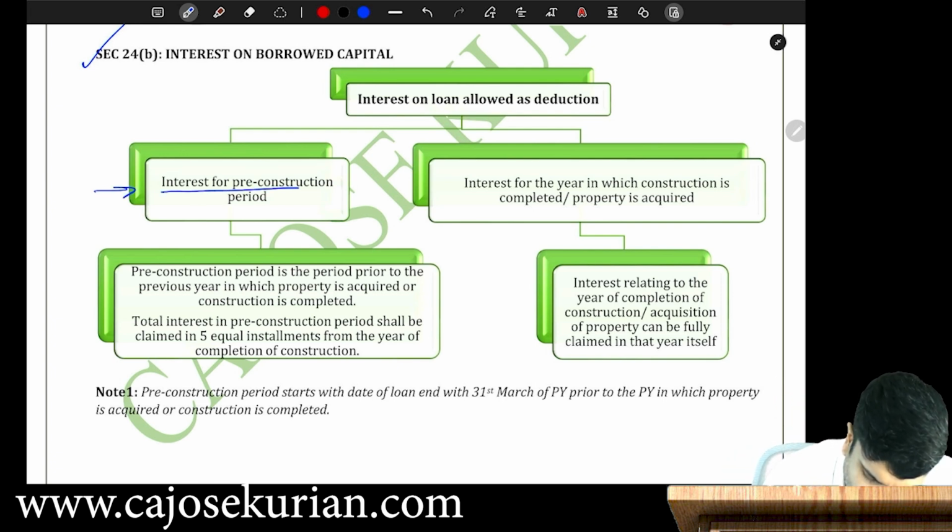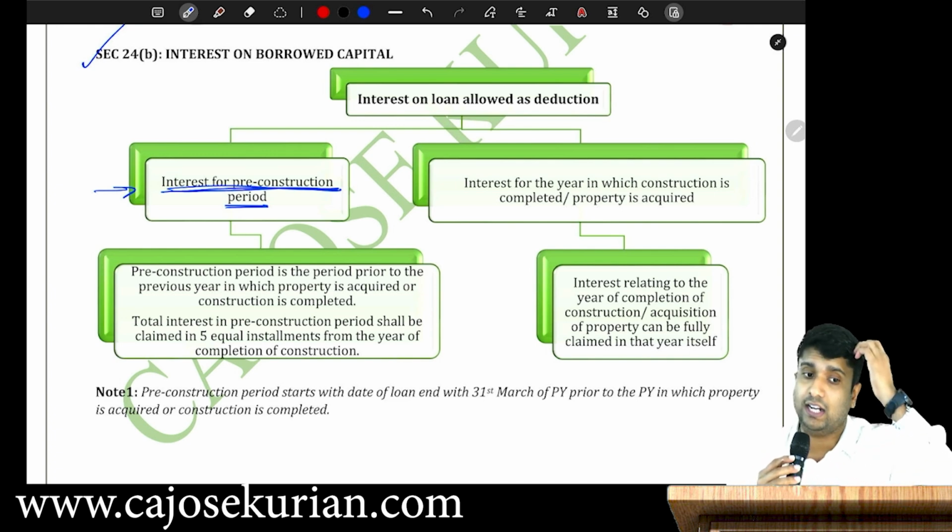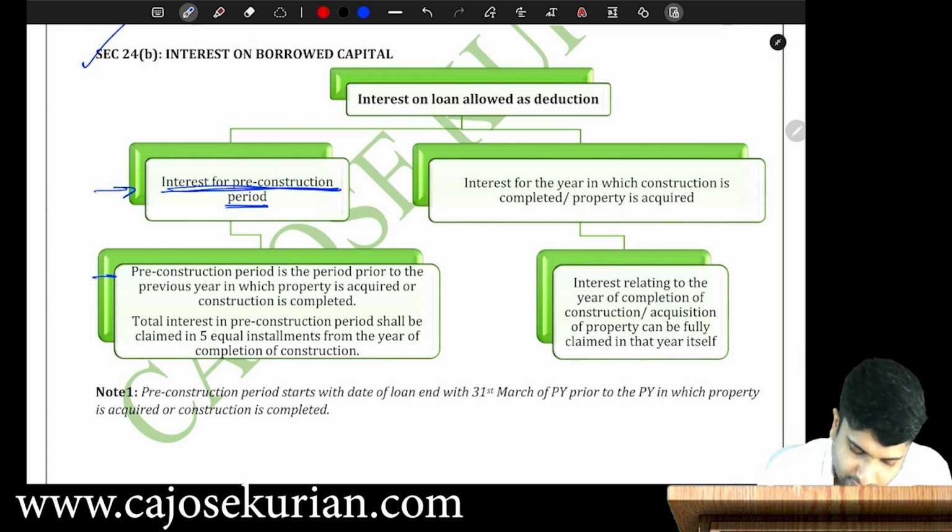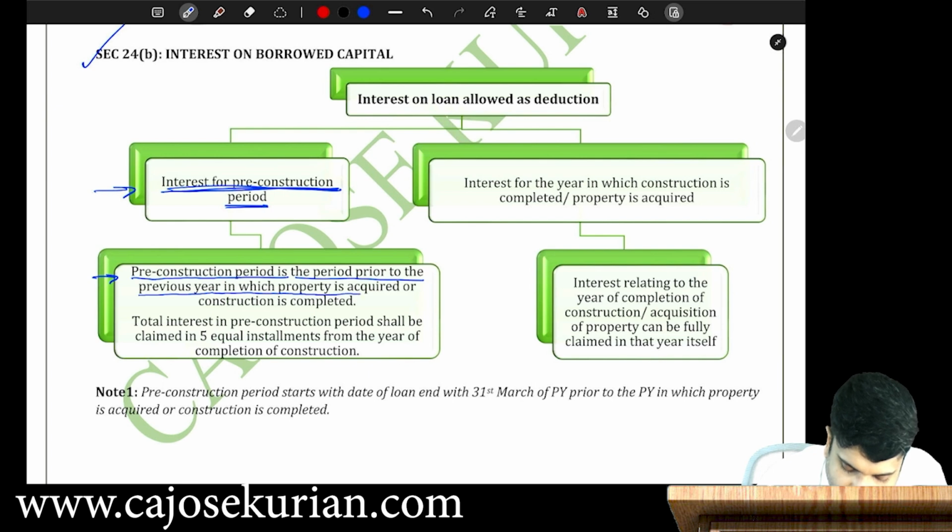So, interest for pre-construction period. First of all, let's understand what is pre-construction. Can you read the note? Pre-construction period is the period prior to the previous year in which property is acquired or construction is completed.